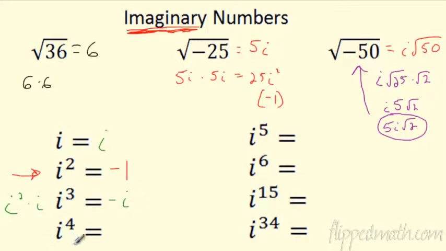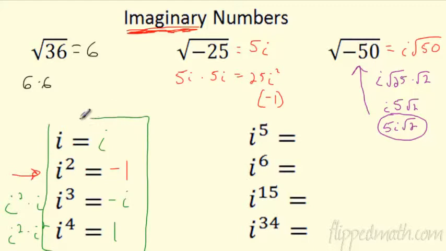Cool. So what is i to the fourth? The way I like to think about it is i squared times i squared is i to the fourth. And i squared times i squared is negative 1 times negative 1. You're back at positive 1. So this is the key. This is kind of the key to imaginary numbers.